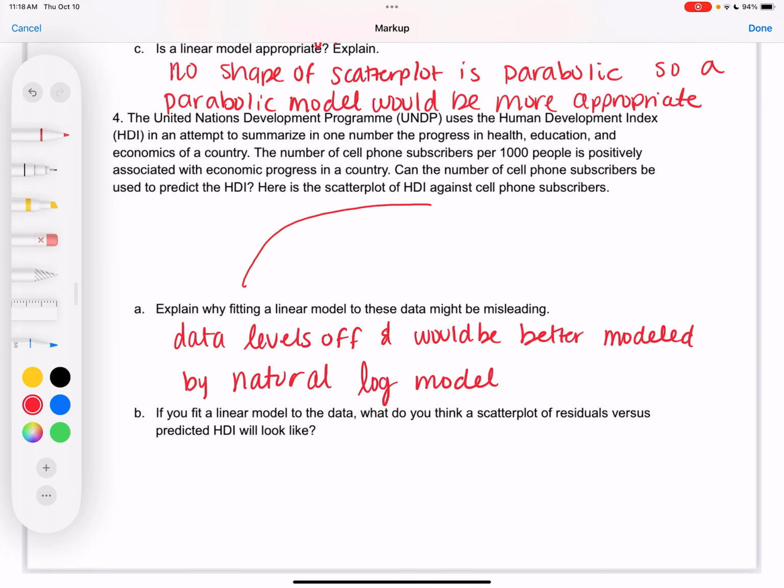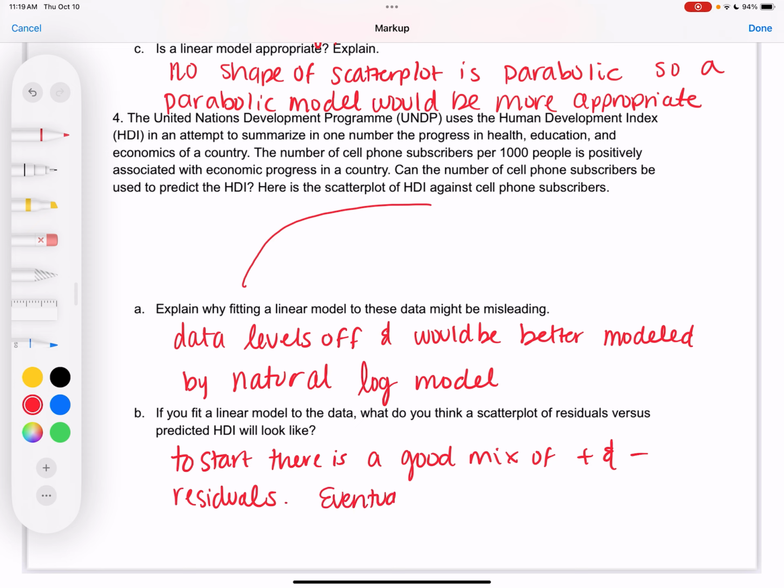So, to start, there is a good mix of positive and negative residuals. Eventually, most will be negative, meaning the farther out I go.